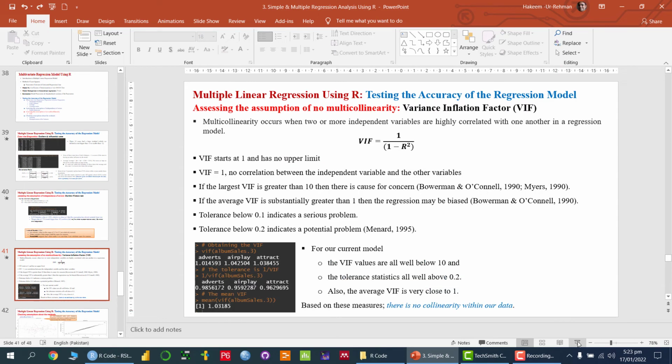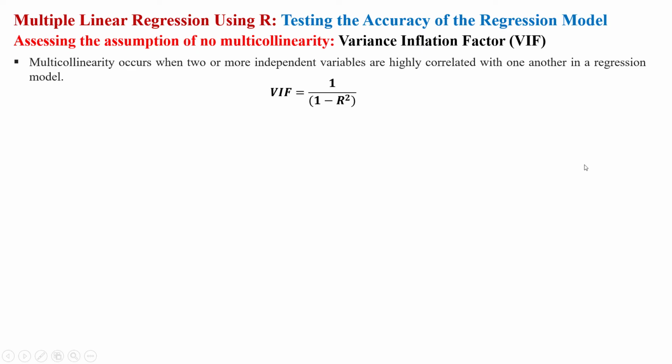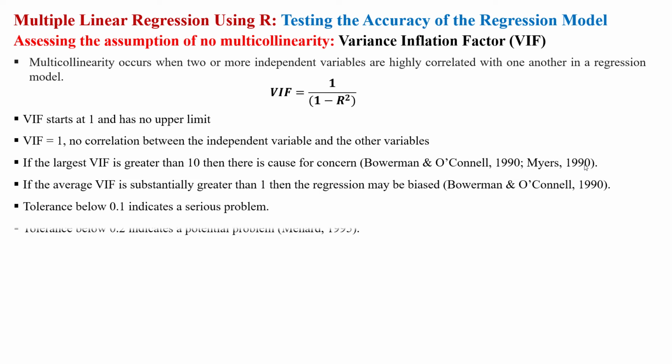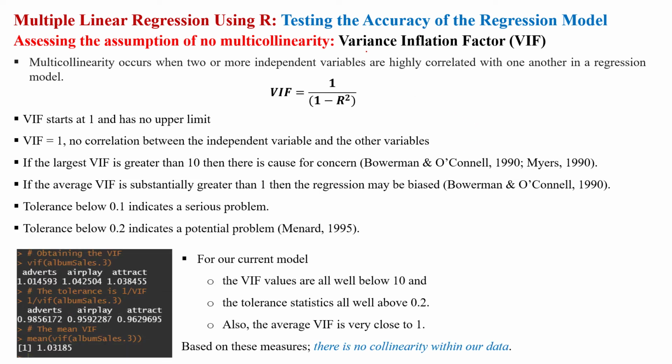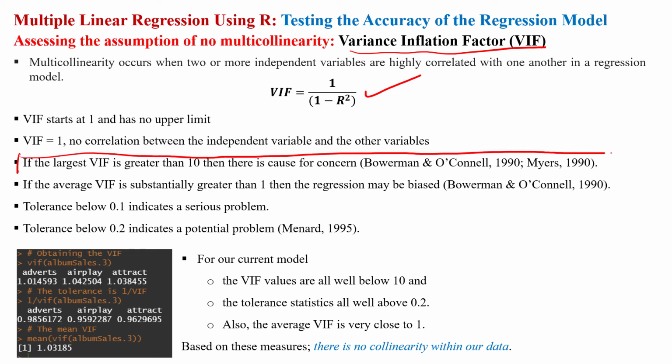The next thing we need to check is multicollinearity, whether there is multicollinearity in the data set or not. How can we do that? That is with the help of the variance inflation factor, and how you calculate it is this one. Normally the main idea is that if the variance inflation factor is greater than 10, then multicollinearity exists. If it is less than 10, there is no multicollinearity in the data set.